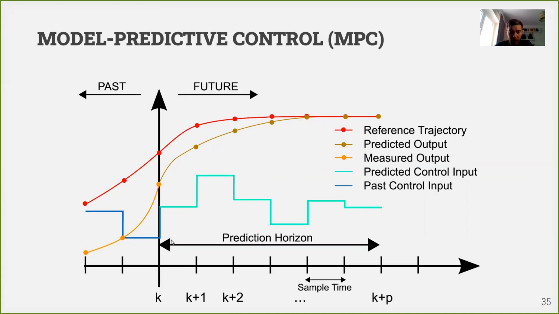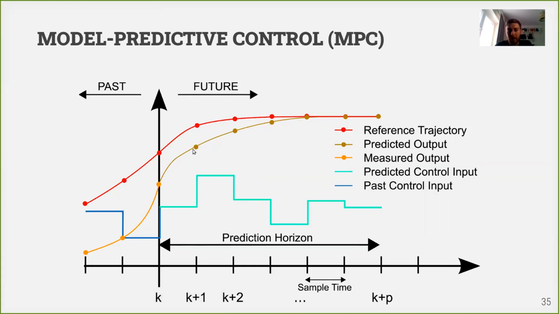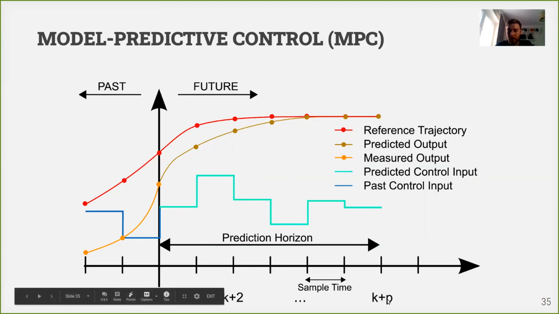But then, after we planned everything on step K, we move one step further to step K plus 1, and we optimize from the beginning. From this point, we optimize the following trajectory again for the whole prediction horizon. The prediction horizon stays the same. It is constant. It is K plus P, P steps ahead. But we move this prediction horizon one step further and then replan the whole thing again.